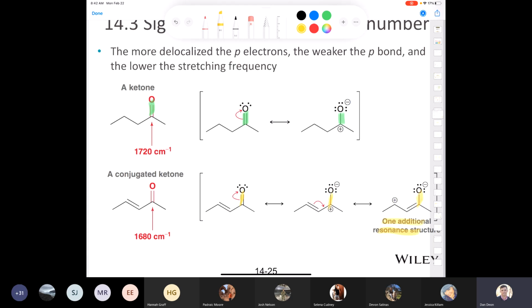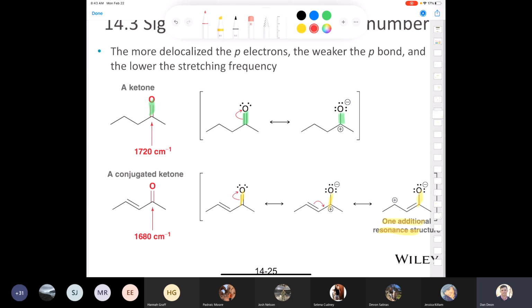So the answer is this: just because it's got more single bond character, it's going to absorb lower frequency, or lower energy, electromagnetic radiation, and therefore it's going to have a lower stretching frequency. Okay. Now, if you are confused about the word conjugated, okay?